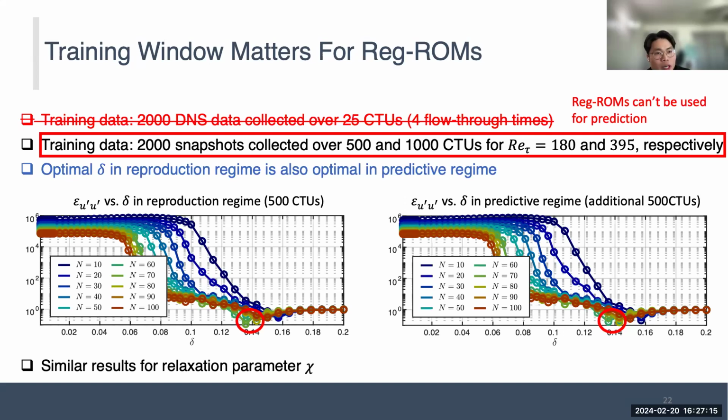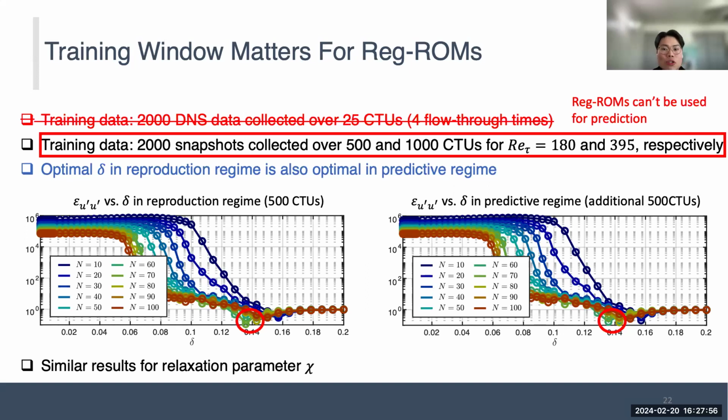And eventually we found that the training window matters for RAG-ROM. So instead of using 25 convective time units, we rebuilt our model with 500 and 1,000 convective time units for RETOL 180 and 395. Those time windows are roughly when the turbulent statistics converge. It takes 500 convective time units for the turbulent statistics in RETOL 180 to converge, and for 395 it takes 1,000 convective time units.